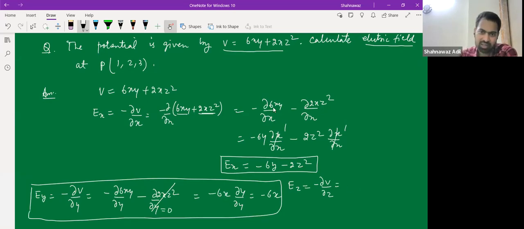Okay, so we are just calculating the electric field due to this potential. So what would be that? Let me directly write the answer, and you guys check that. Okay, so 6xy doesn't contain a z function, so that is 0. Only minus d of 2xz square by dz. So 2x is taken outside, and d by dz of z square is 2z. So minus 4xz. This is Ez.